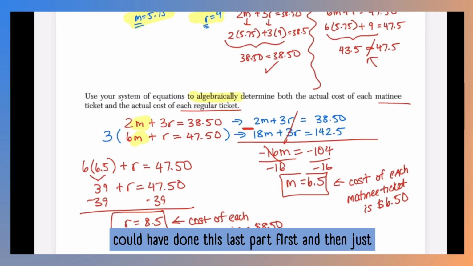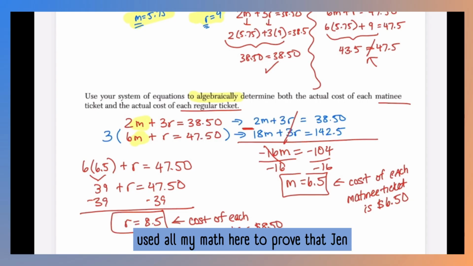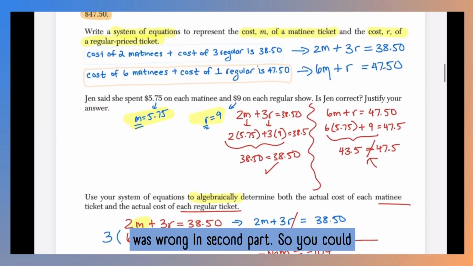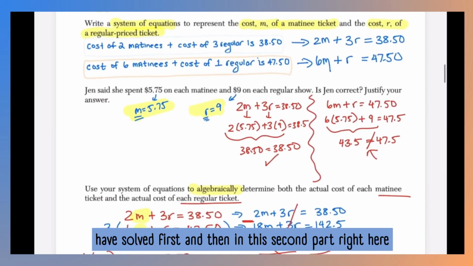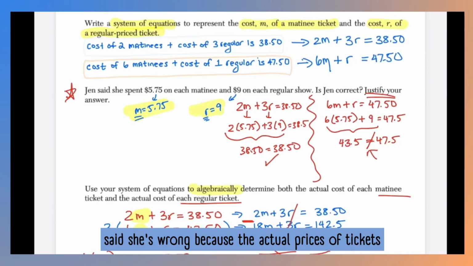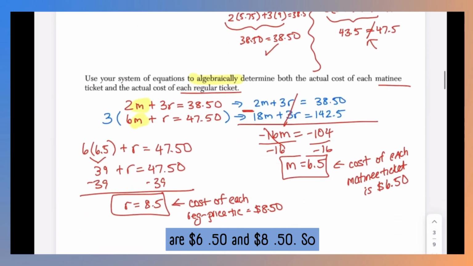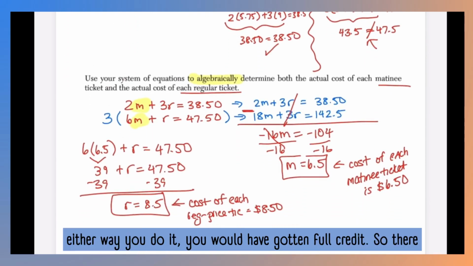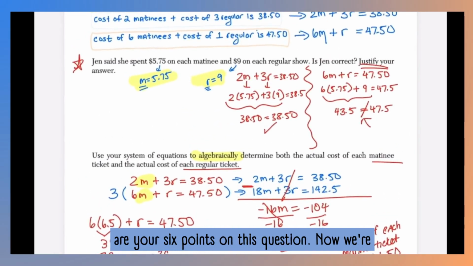Now, technically, I could have done this last part first and then just used all my math here to prove that Jen was wrong in the second part. So you could have solved the system first, and then in this second part right here, to justify that she was wrong, you could have just said she's wrong because the actual prices of the tickets are $6.50 and $8.50. So either way you do it, you would have gotten full credit. So there are your 6 points on this question.